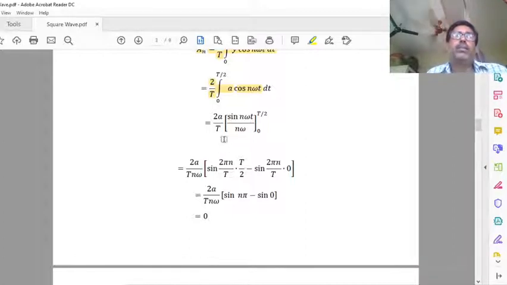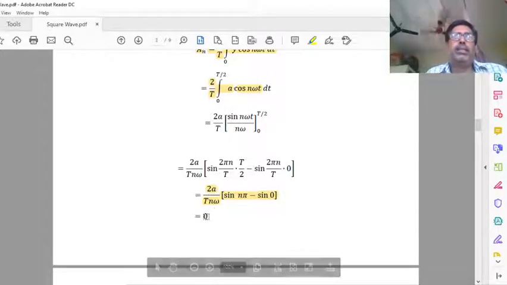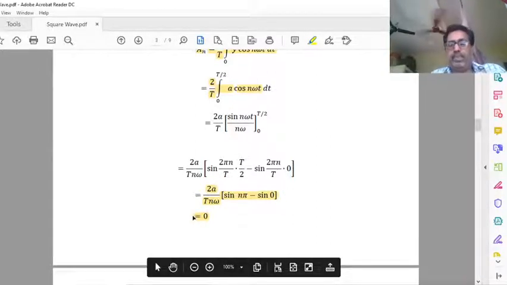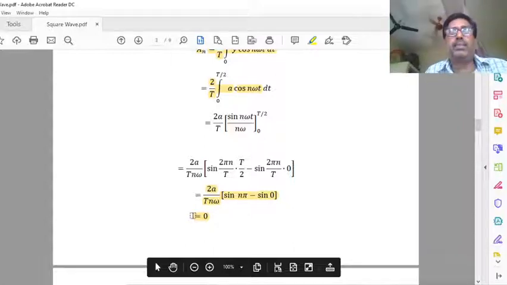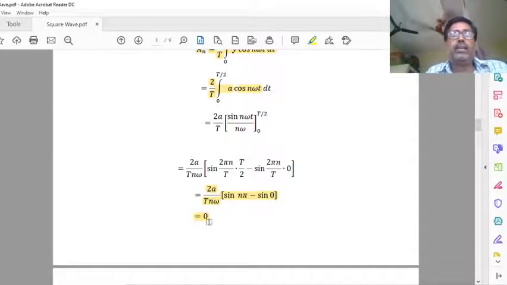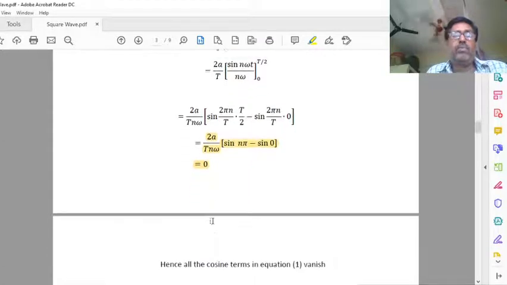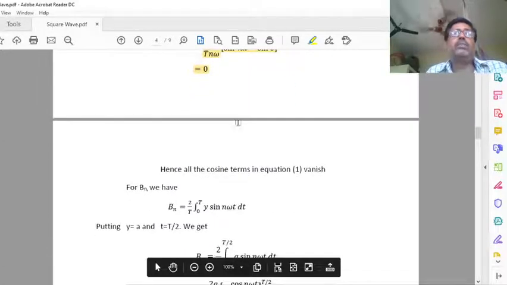Okay, omega is equal to 2 pi by T. So wherever omega is present, we will use 2 pi by T. And after solving this simple mathematics, we put the limits and we get an is equal to 0. So this is the second coefficient, an is equal to 0. Again, we want to know what is the meaning of an is equal to 0.